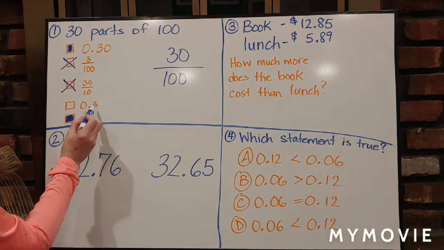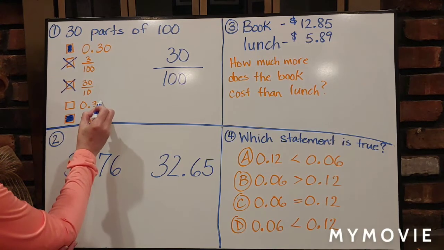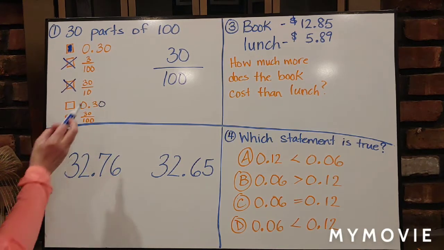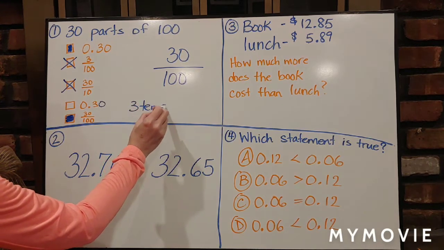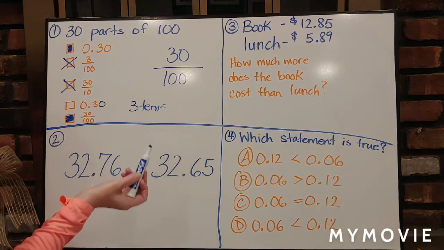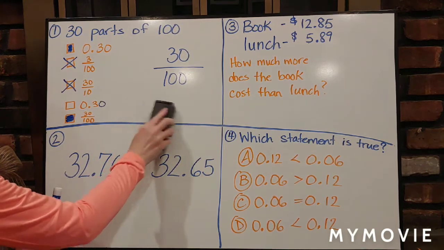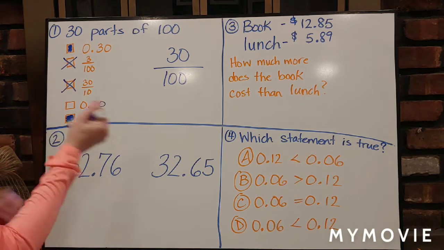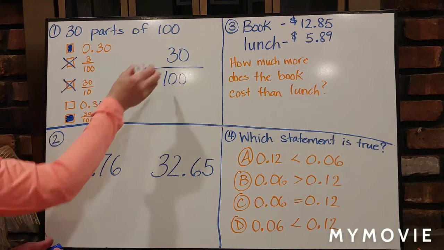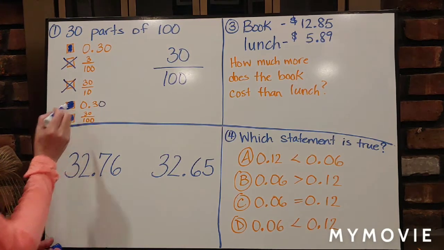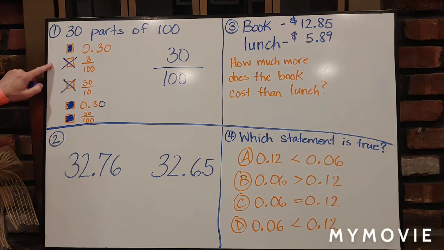And now this says 3 tenths. But if I have 3 tenths, remember, I could put a 0 in my hundredths column there. And my 3 tenths equals 30 hundredths. So this would be an answer as well. So for number 1, your choices are the first one, the second and third are not, the fourth and fifth.